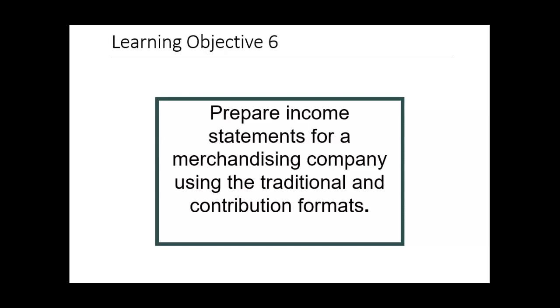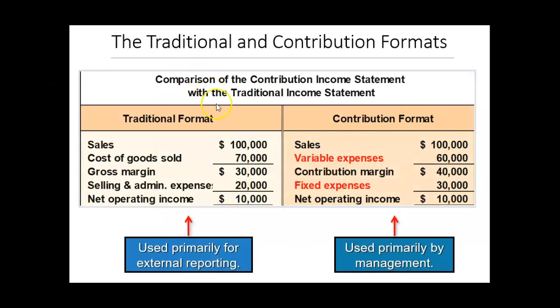For our last section, we look in more detail and we prepare what's called an income statement for a merchandising company. We'll look at the traditional format of the income statement and what's called the contribution format. The income statement is a financial statement prepared by a company that shows their revenue and expenses and whether they made a profit or a loss over a specified period of time.